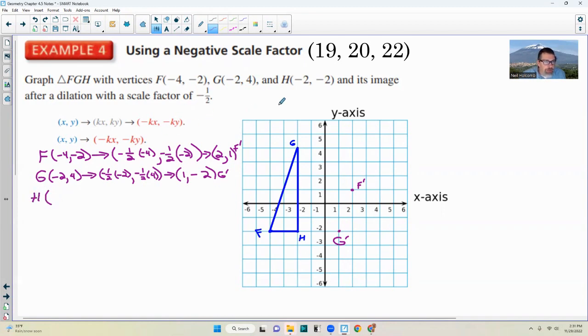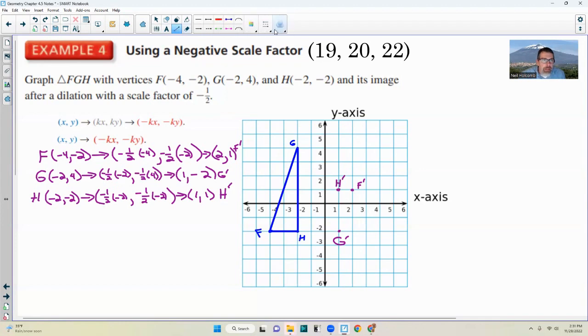And then finally, H. H is the point (-2, -2). And then we're going to go to -1/2 times x, which is -2, comma, -1/2 times y, which is -2. And obviously they're the same, so 1/2 of 2 is 1, negative times a negative is positive. I'm going to end up with the point (1, 1), and that is my H prime. Over 1, up 1 is right here, and that is H prime.